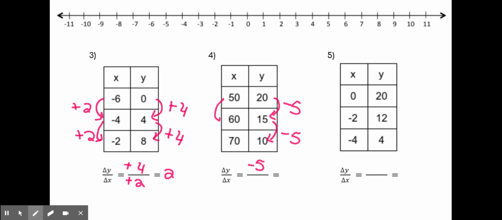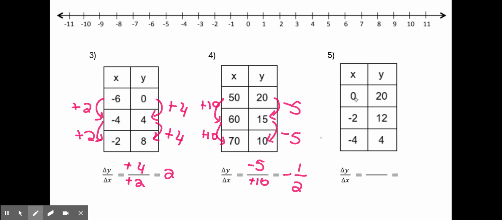My change in x, how do I get from 50 to 60? That's easy, right? I add 10. How do I get from 60 to 70? I add 10. So my change in x is a positive 10. Now think about your division rules. When you're dividing a negative by a positive, your answer is negative, and 5/10, you can put that in your calculator. 5/10 simplifies to 1/2. So a negative 5 over a positive 10 is negative 1/2.